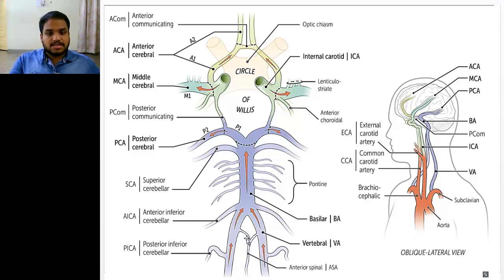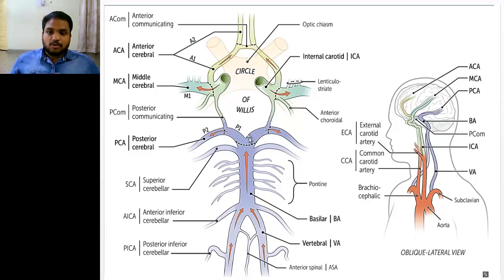And you have the anterior spinal artery that is coming from the vertebral artery just before it joins to form the basilar artery. And you have the posterior inferior cerebellar artery that is coming from the vertebral artery in 50% of the individuals. In the rest, it comes from the basilar artery. And you have the anterior inferior cerebellar artery and the superior cerebellar artery. So these are all supplying the cerebellum, the superior cerebellar artery, the anterior inferior cerebellar artery, as well as the posterior inferior cerebellar artery, right? So this is the posterior circulation. So posterior circulation is connected with the anterior circulation through the posterior communicating arteries, right?